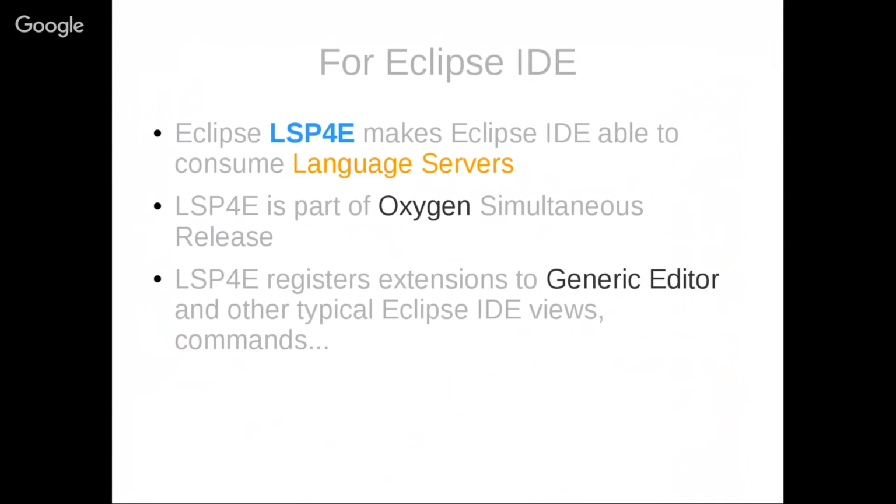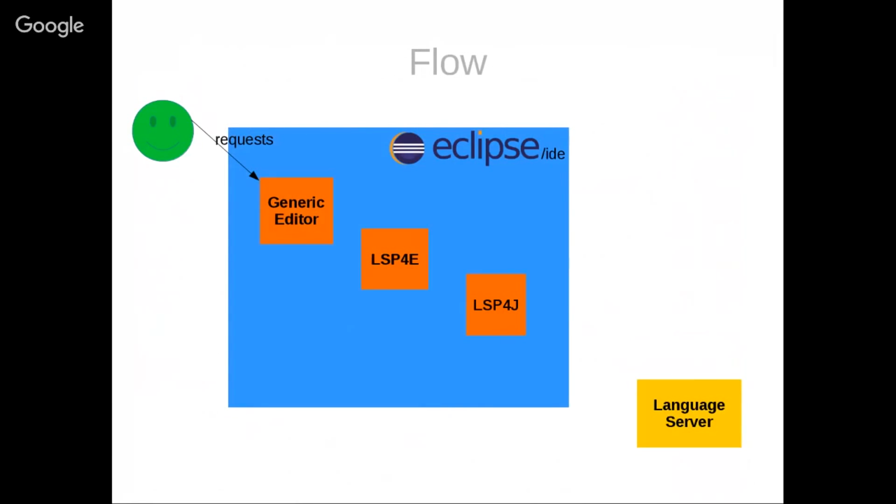The flow as a user and as an integrator is that the user will request the generic editor for something like completion. The generic editor would forward this request to LSP4E, which registered extensions to the generic editor. LSP4E would request LSP4J, which is the plain Java API to deal with language servers. And LSP4J would send the request conforming to the language server protocol, which means it will deal with serialization to JSON RPC and so on. It sends the request to the language server.